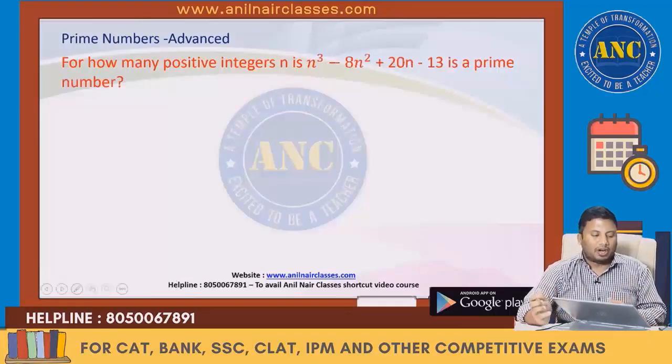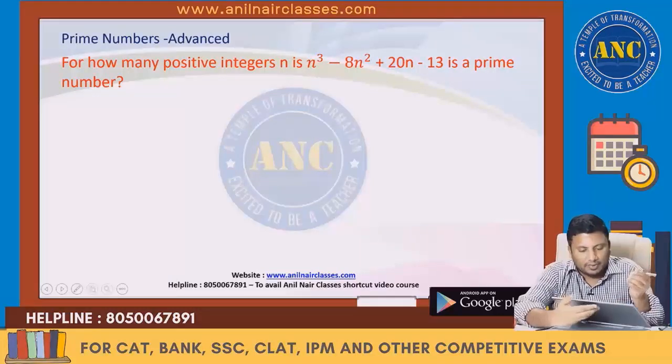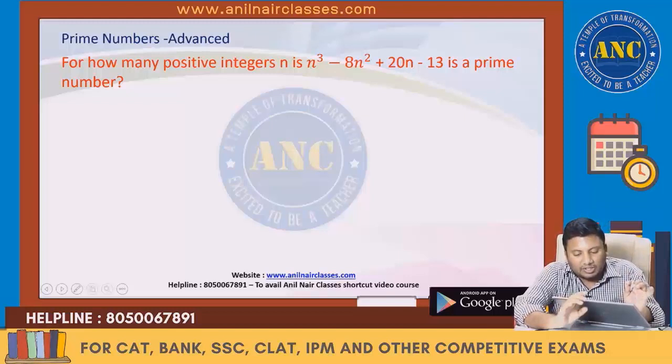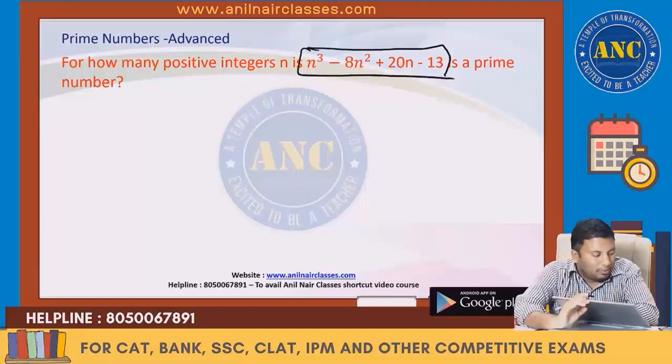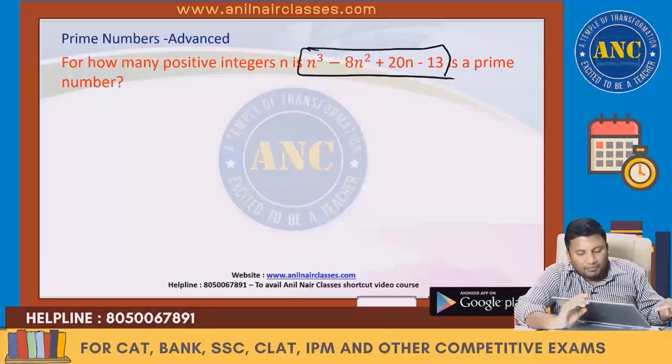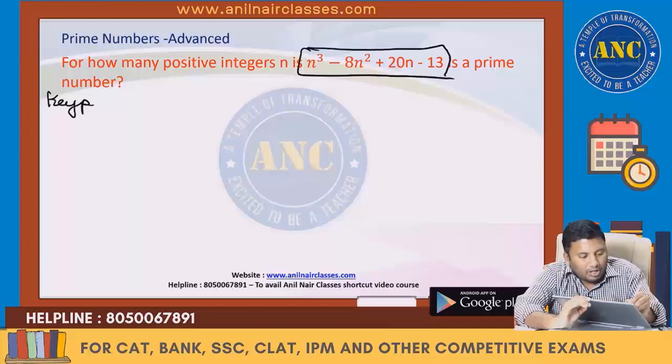Now, for how many positive integers is n cube minus 8n square plus 20n minus 13 a prime number? There is a cubic expression that is given. This should be a prime number. Key points.